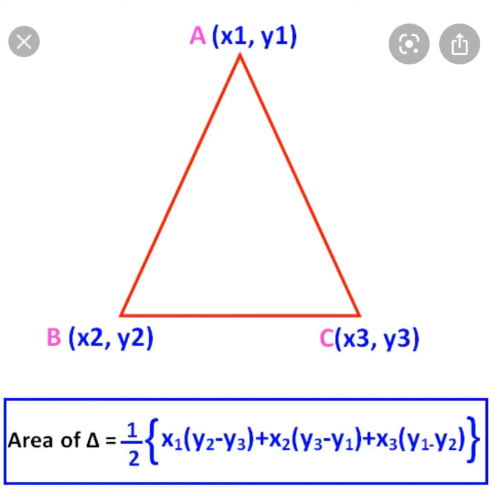It is a big formula, but students, it is very easy to remember. See, what is the first term? x1 into (y2 minus y3). So the order of the numbers is 1, 2, 3. In the second term, you can see the order is 2, 3, 1. And in the third term, the order is 3, 1, 2. If you remember it like this, it will be easily remembered by you. Now, let us see some examples related to this formula.